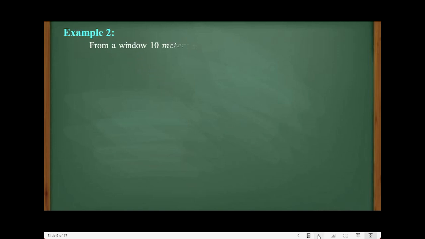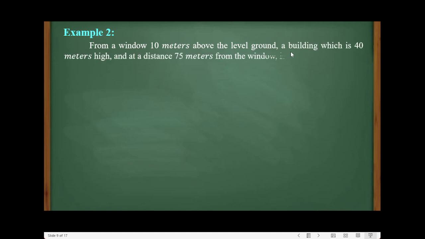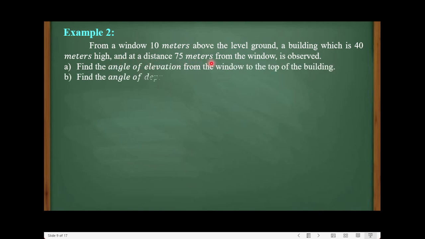Number 2. From a window 10 meters above the level ground, the building, which is 40 meters high and a distance 75 meters from the window, is observed. Letter A, we are asked to find the angle of the elevation from the window to the top of the building. And letter B, find the angle of depression from the window to the base of the building.